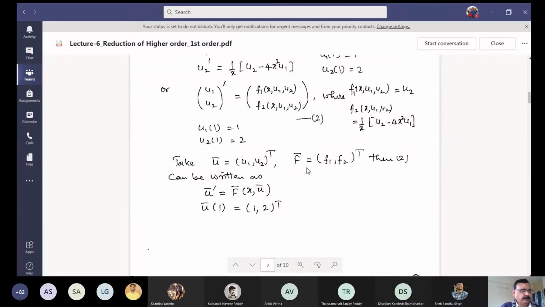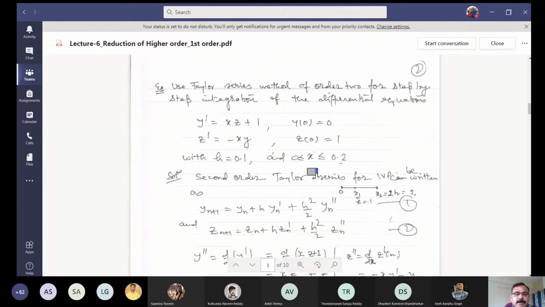Then after that, things are not difficult. Things are as they are. You know Taylor's method, you know Euler's method. You have several methods in your hand. Now we'll just try to see the problems. Nothing more is there as far as the theory part is concerned. Use Taylor series method of order 2 for step-by-step integration of the differential equations.